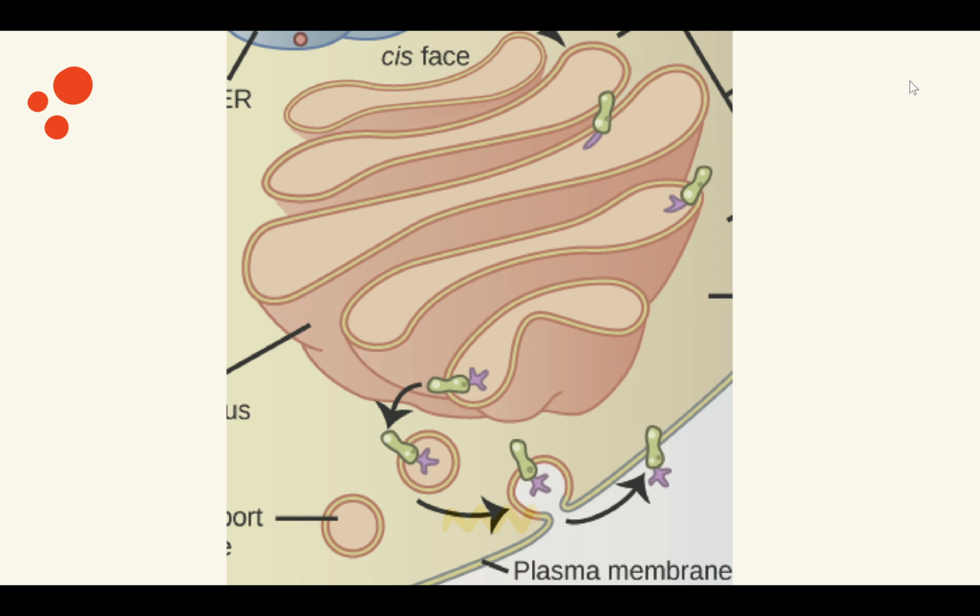And with much of the similar process, it arrives at the cis face of the Golgi apparatus, coalesces, is slightly modified by the Golgi apparatus, then tagged, and on the trans face is packaged and becomes a lysosome.